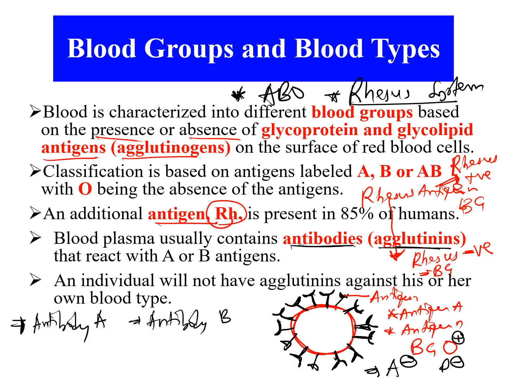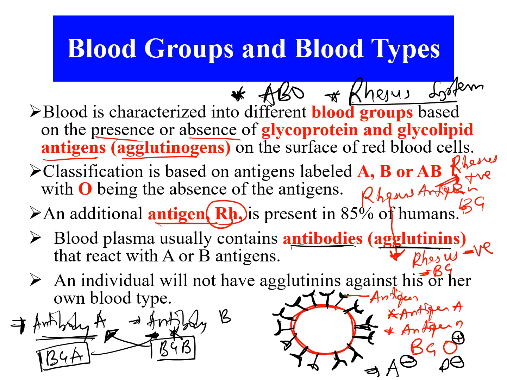So, supposing we have an individual who is blood group A. This individual who is blood group A cannot have antibody A in their plasma, but they are going to have antibody B. An individual who has got blood group B cannot have antibody B in their plasma, but they will have antibody A.